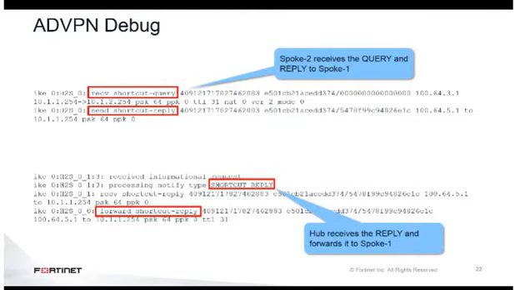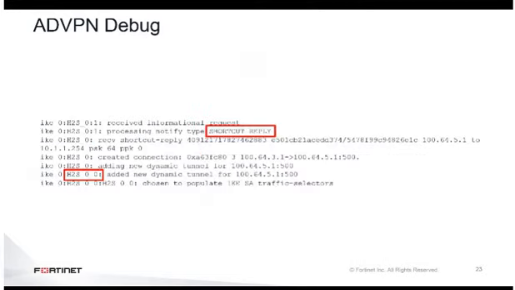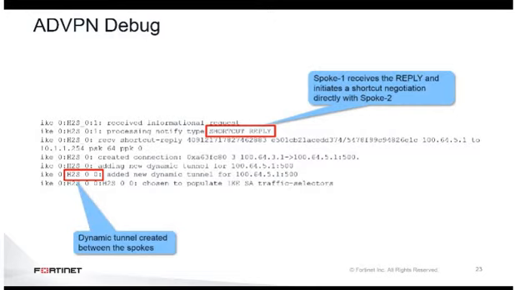In the example shown on this slide, Spoke 2 receives the shortcut query and sends a shortcut reply to Spoke 1. Hub receives the shortcut reply and forwards it to Spoke 1. Finally, Spoke 1 receives the reply message and initiates a shortcut negotiation directly with Spoke 2, and the dynamic tunnel interface is created.